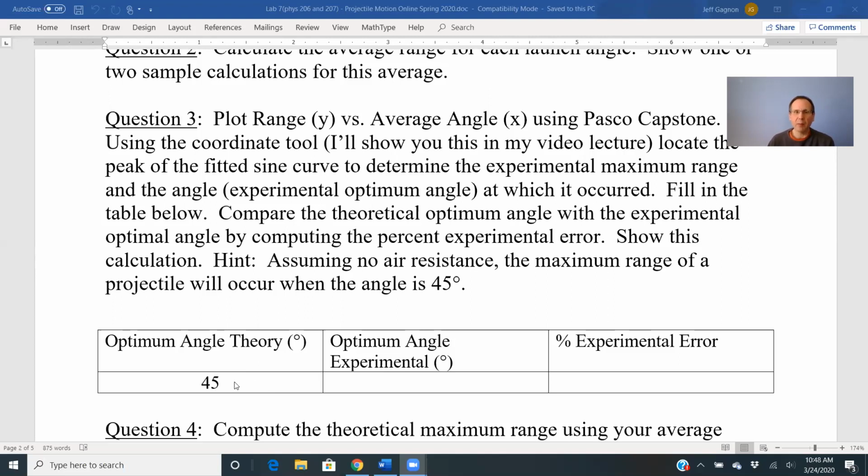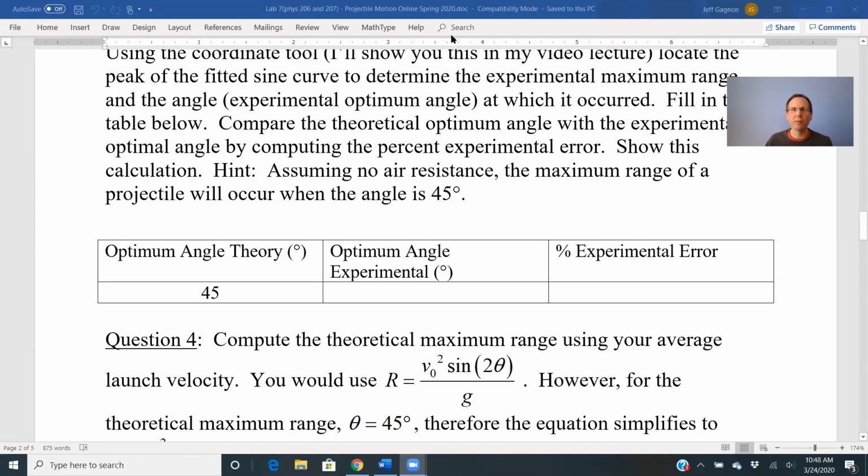Then compare the optimum angle from theory with the optimal angle from experiment by computing a percent experimental error. We already know that theoretically, if we ignore air resistance, the optimal angle, the angle that will give you the largest range, is 45 degrees. You can see that from the range formula. 45 degrees will give you a maximum range. Actually, let me stop for a second and explain that point.